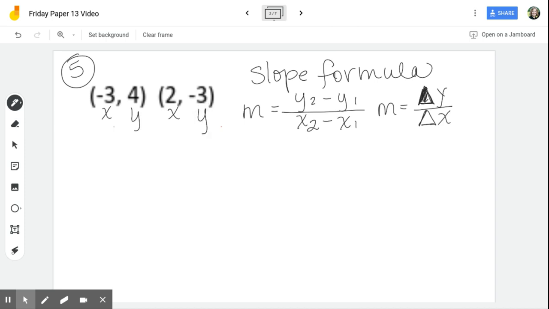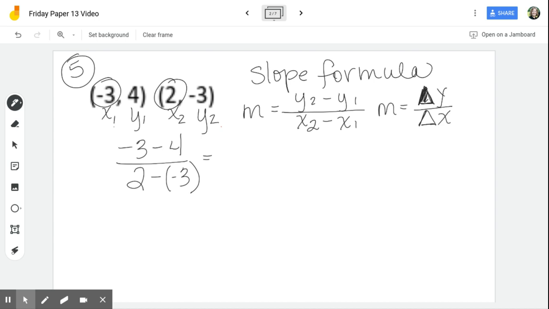We can actually assign them. This is x sub 1, x sub 2. It's just a way of naming them. Y sub 1 and y sub 2. So we're going to use that slope formula to set this up. Let's see what the change in y is. So I'm going to take that negative 3, which is right here, and I'm going to subtract the 4, which is the other y. And I'm going to put that over change in x. So this is this x minus this x. So 2 minus a negative 3.